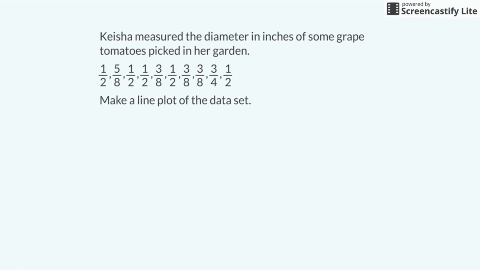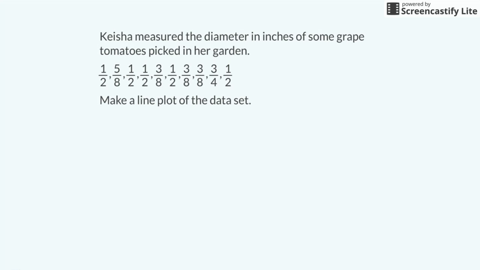So I measured the diameter in inches of some grape tomatoes picked in my garden. I have 1/2, 5/8, 1/2, 1/2, 3/8, 1/2, 3/8, 3/8, 3/4, and 1/2. Make a line plot of the data.